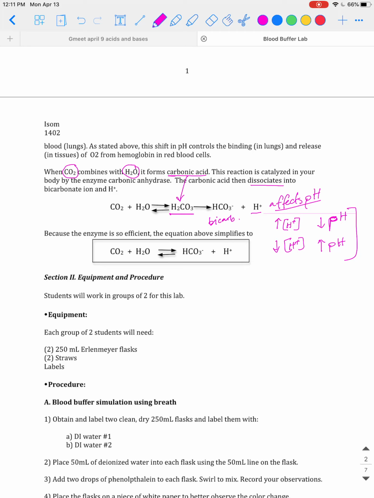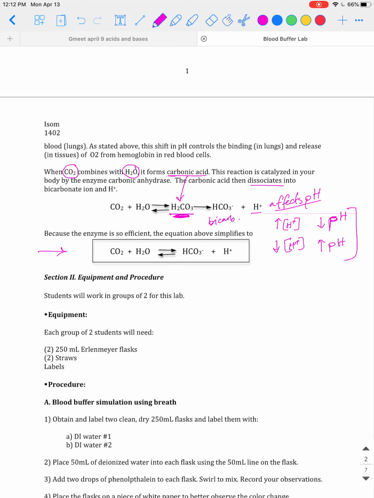So this is the buffer system we have going on, and here's how it affects pH. And then all this is saying down here is that because the enzyme's so efficient, we really don't linger on this middle step very long. We don't have carbonic acid sitting around. It's just either dissociating or it's shifting back towards CO2 and water. So we really just eliminate that from the reaction to show you our reactants and our products, okay?